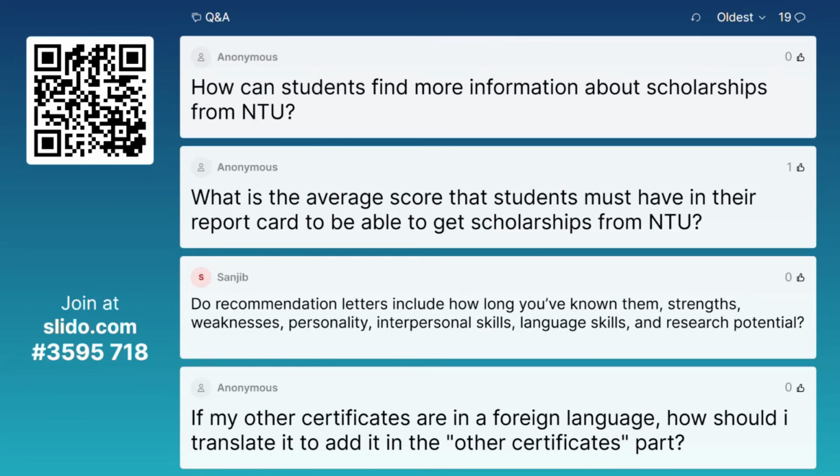Okay, so our next question: how can students find more information about scholarships from NTU? It will be available on our website, and later we will have a QR code so that you can go to our website.